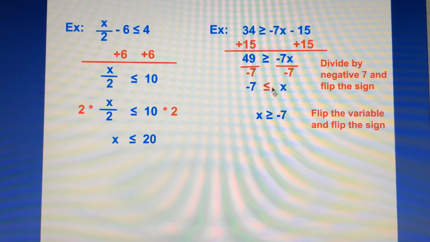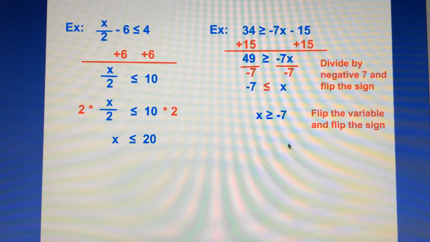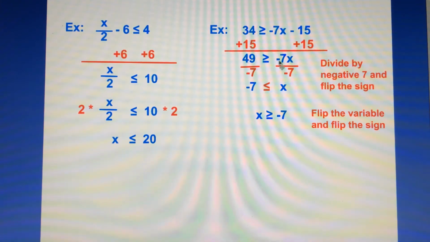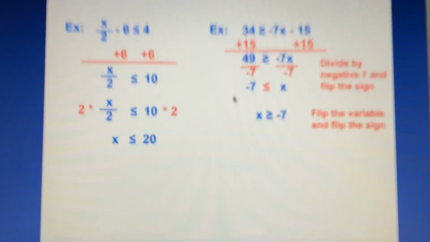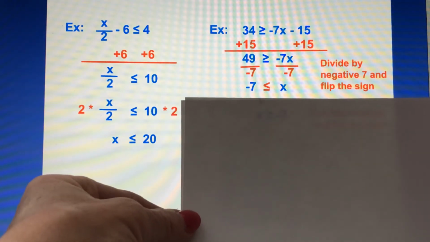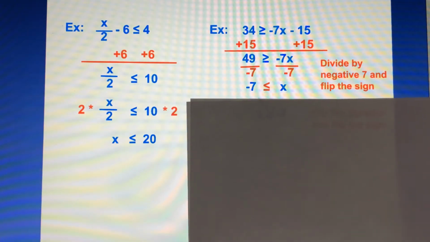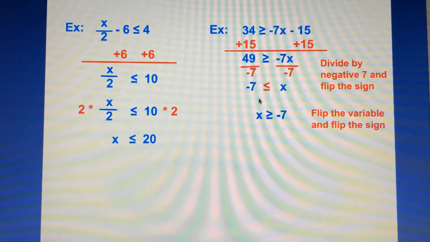Do you see that I flipped the sign twice? That's why I always want to encourage you to do one step at a time. Don't try to do all of it in your head. This is why you show your work. If you show your work, you realize right here that you have flipped the sign, but you're not done. X is on the wrong side. So you flip the sign again.